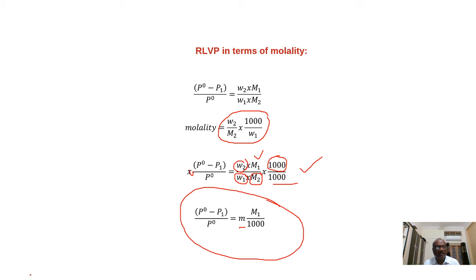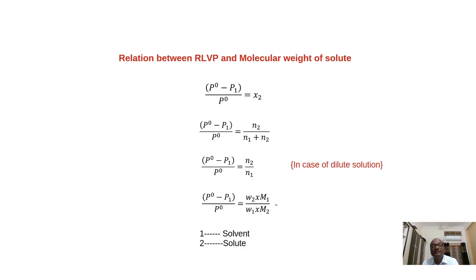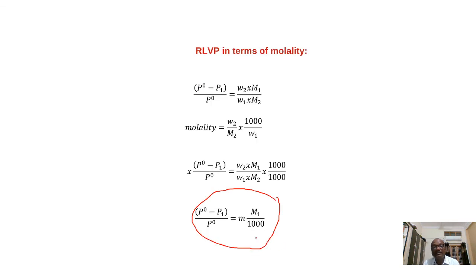What is the relation between the RLVP and mole fraction of solute? RLVP is equal to the mole fraction of solute. From that, we are introducing the weights and molecular weights, and again we are introducing the molality term in that. So (P0 minus P1) divided by P0 is equal to m into capital M1 by 1000. RLVP is equal to molality into molecular weight of solvent divided by 1000. This is a relation between the RLVP and molality.